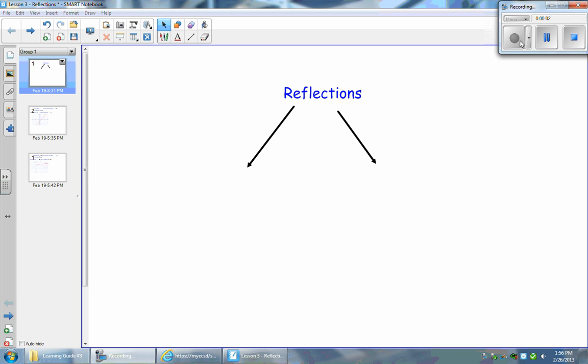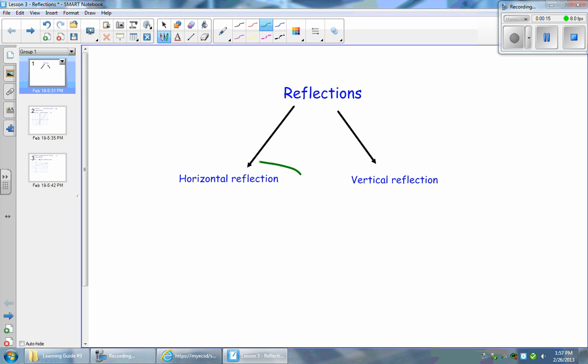All right, so the next type of transformation we're going to look at is a reflection. Now, there are two types of reflections. The first type is a horizontal reflection, and the second type is a vertical reflection. So in this lesson, I'm going to introduce to you the horizontal reflection. So let's go to the next slide here.